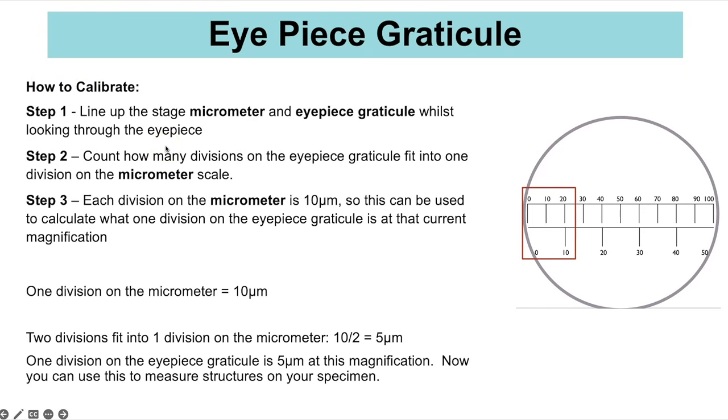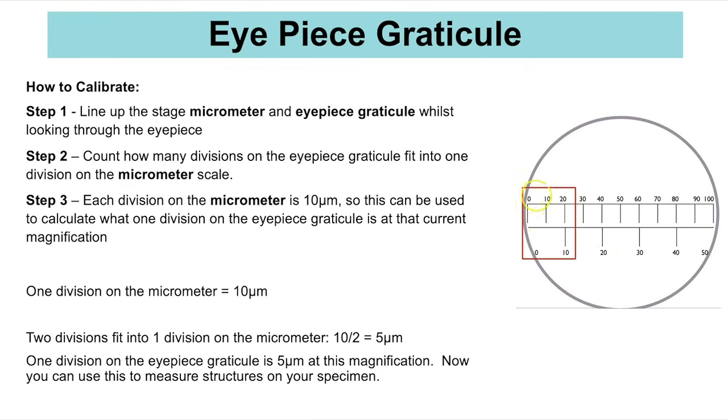So step one is you need to line up your stage micrometer, which is the ruler that you would put on the stage of the microscope. Line that up with the ruler, which is the eyepiece graticule, which is already within the microscope. So that means when you look through your eyepiece, you should now see two rulers and they are lined up. So we've got our eyepiece graticule lined up with the stage micrometer.